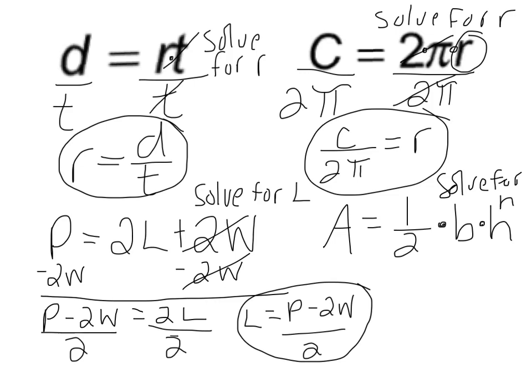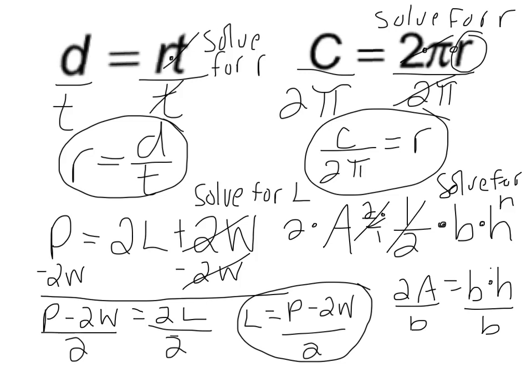Okay, so if we want to solve for H, the first thing we're going to want to do is get rid of this fraction. So remember, to get rid of fractions, we multiply by the reciprocal. So multiply by 2 over 1, or just by 2. I'm going to multiply by 2 on this side. Well, that gives me 2A equals, these will cancel out because I multiply by the reciprocal, B times H. And now since B is being multiplied by H, I'm going to divide by B. So your answer then, those cancel out, would just be H equals 2A over B.